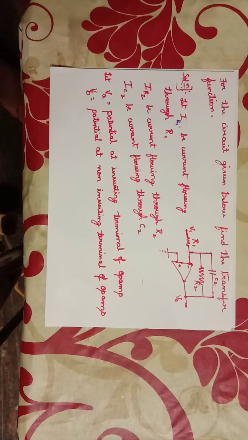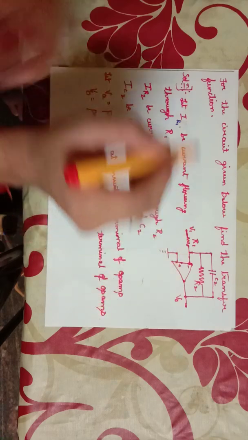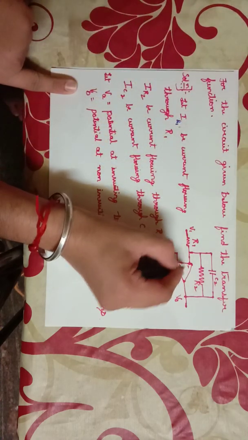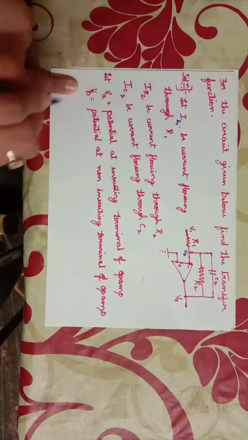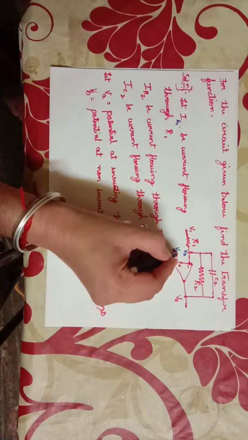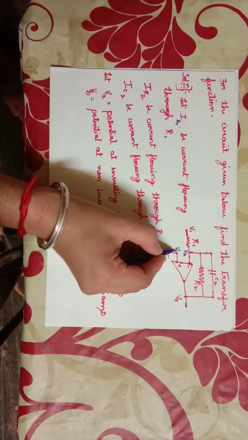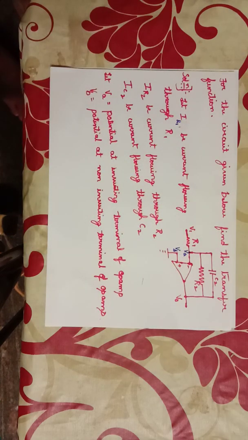This is another problem on the transfer function. This is the circuit. This is the non-inverting terminal. This is the inverting terminal. This point is VA, that is the potential at the inverting terminal. This is VB, the potential at the non-inverting terminal.